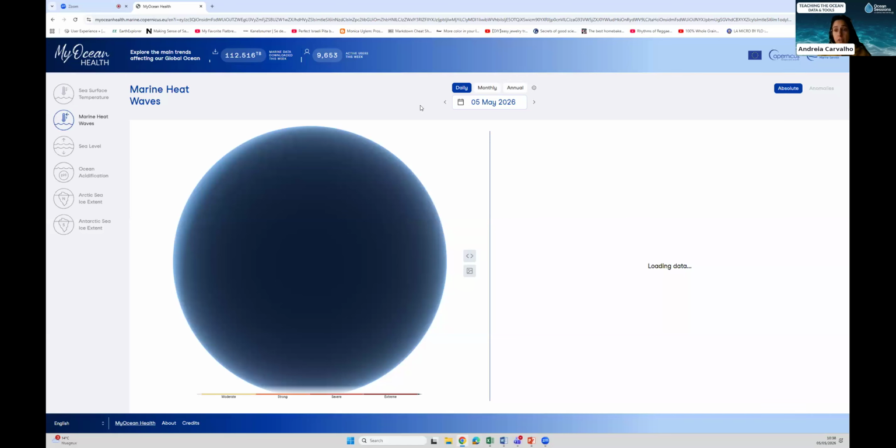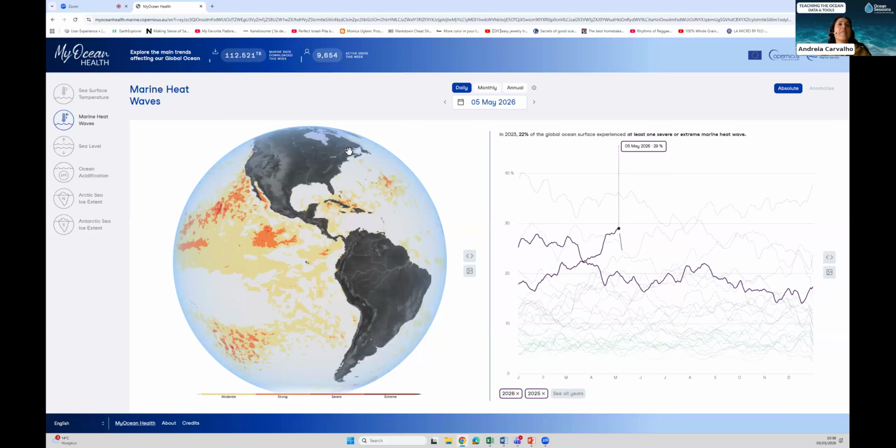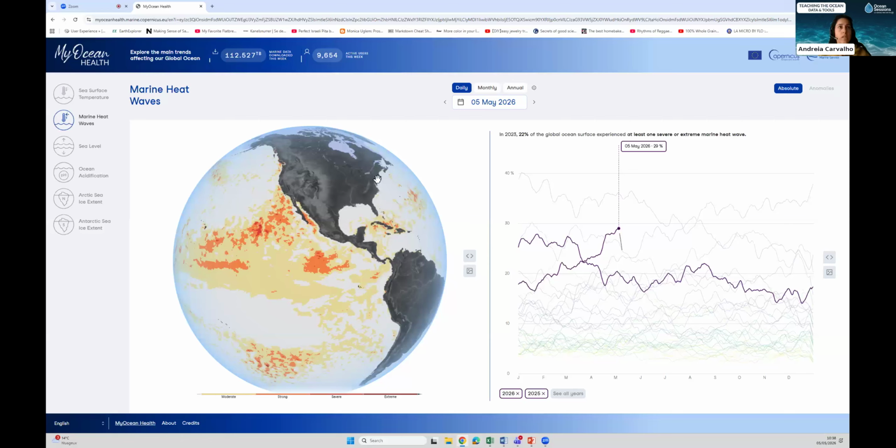Another variable we show is marine heat waves. So we hear more and more about marine heat waves, unfortunately. They are becoming more intense, more frequent, and very present around the global ocean. So marine heat waves are events of extreme temperature that last for at least 5 days. That's when we consider a marine heat wave, when an extreme temperature has been present for at least 5 days.